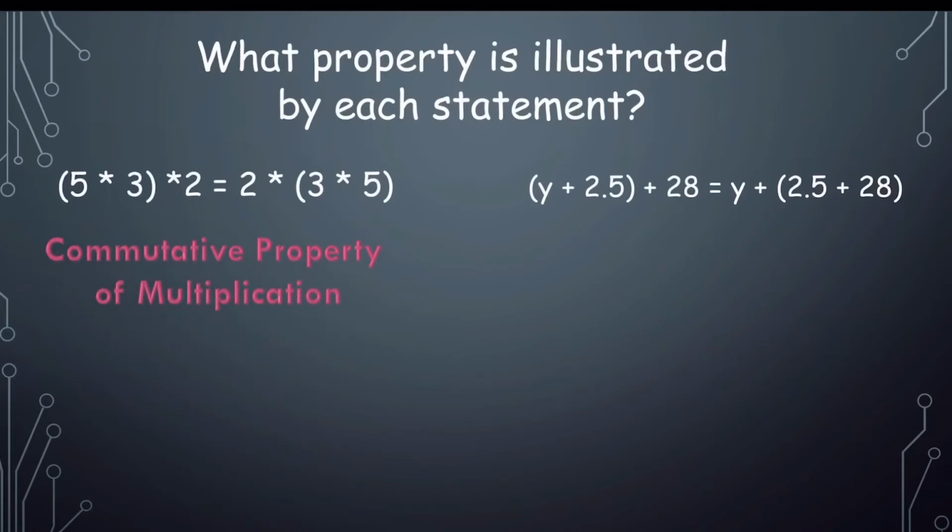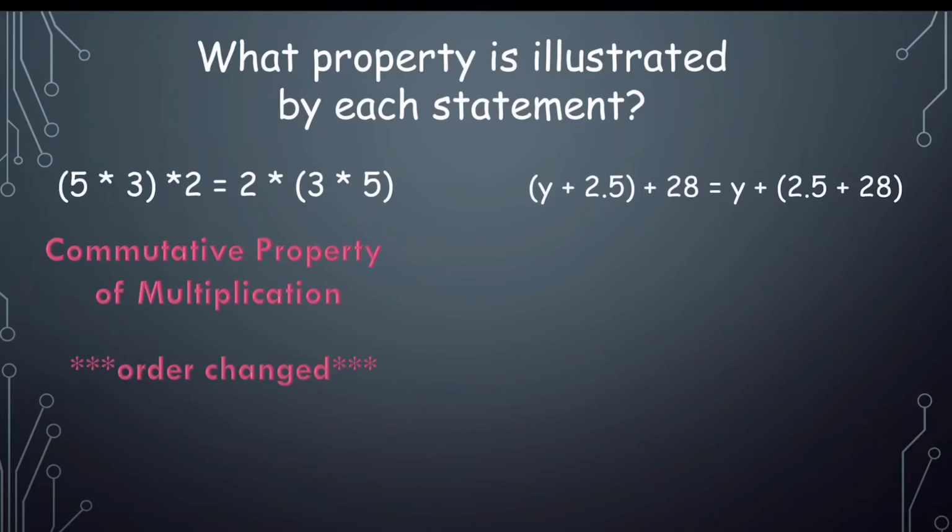Why is it the commutative property? Well, because the order changed. The 3 and the 5 are still in parentheses, so even though it looks like the parentheses moved, it didn't. It still has the same group in there. So let's go over to my other one.